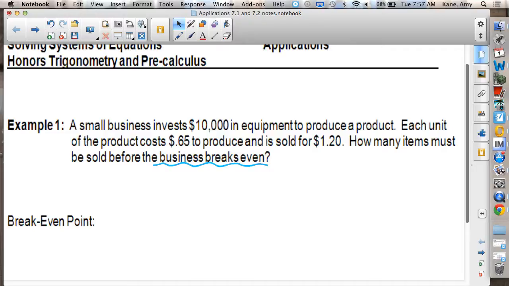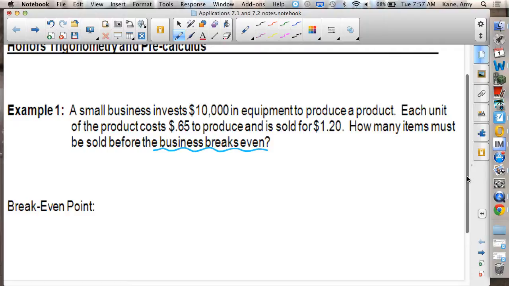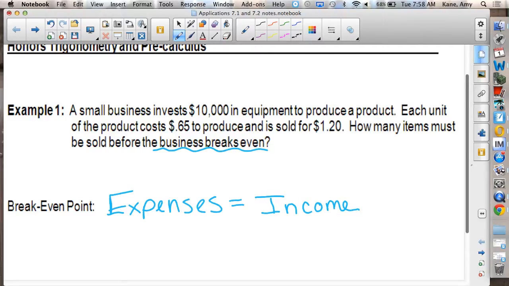Anna? When they make enough money to pay off that $10,000 and they're not in debt anymore. Right, so we want to make sure that they're making enough money so they're not in debt, but they're not also earning any money. So essentially a break-even point is when your expenses will be equal to whatever income that you're bringing in. That means I'm breaking even. I'm not earning money, but I'm not losing money.